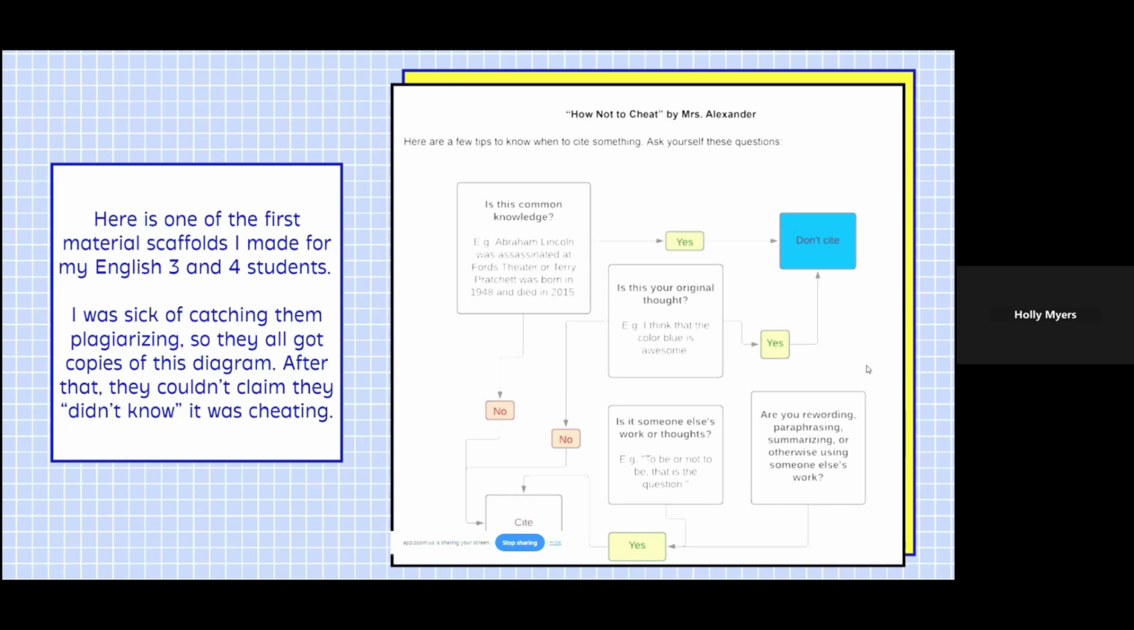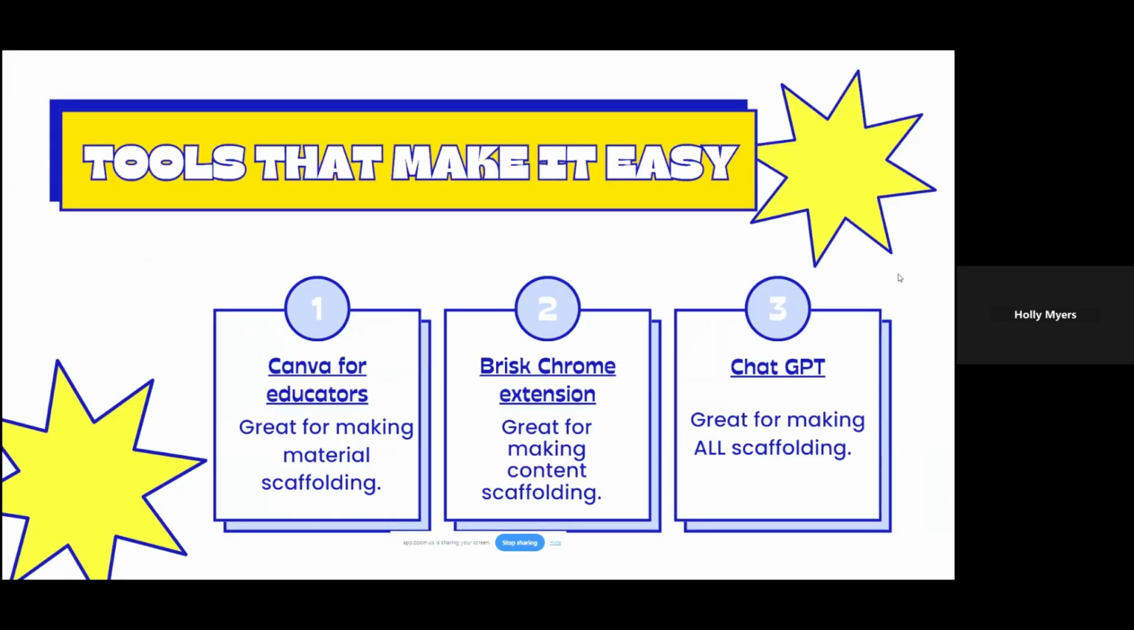And then after that, they couldn't come back and say, well, Miss A, I didn't know this was cheating. Oh, no, I gave you a grid. There were arrows. It was green and red. You could figure it out. So that helps, and it also shows that you are making sure that everybody knows where you're at and is on the same page.